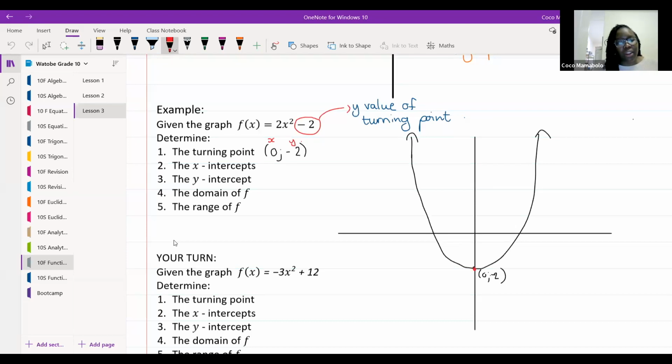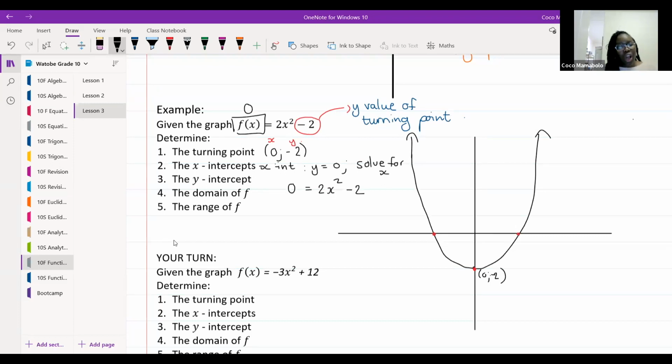Now it says find the x-intercepts. Who remembers, when we're looking for the x-intercept, what do we need to do? For the x-intercept, y needs to equal what? Good. y is equal to 0. Remember, f of x is the same as y, so we're going to replace f of x with 0. Our equation is then going to read 0 is equal to 2x squared minus 2, and then we're going to solve for x.